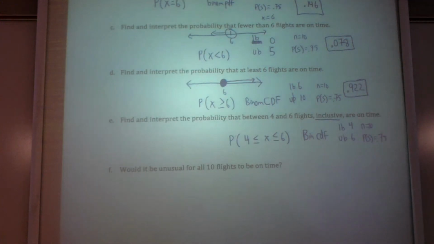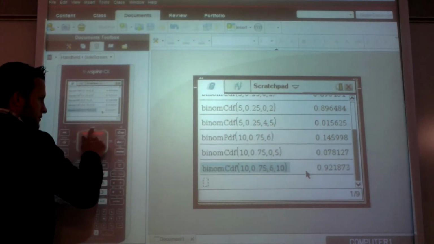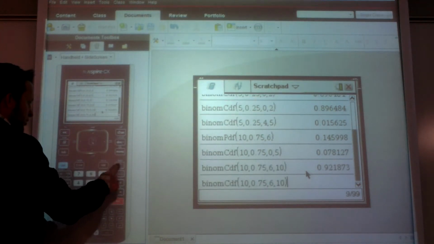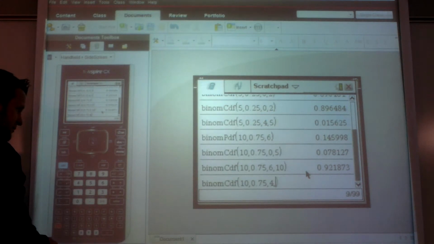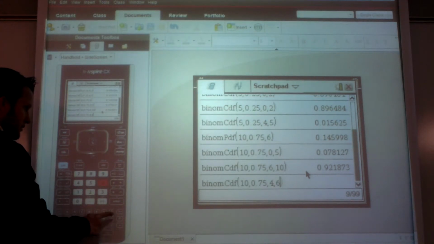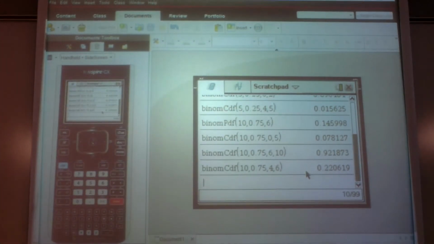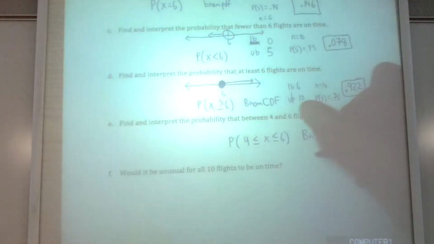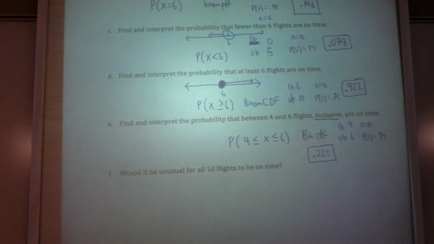So I'm going to go back. I'm just going to copy the one we did before. And we're going to make it instead 4 to 6. Remember the comma's down in the bottom left. And I get 0.221. So there's like a 22% chance that between 4 to 6, so 4 flights, 5 flights, or 6 flights.